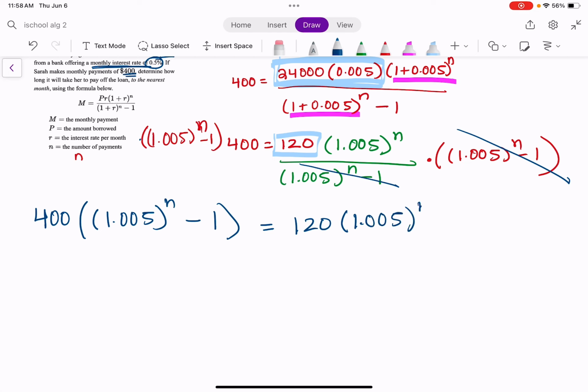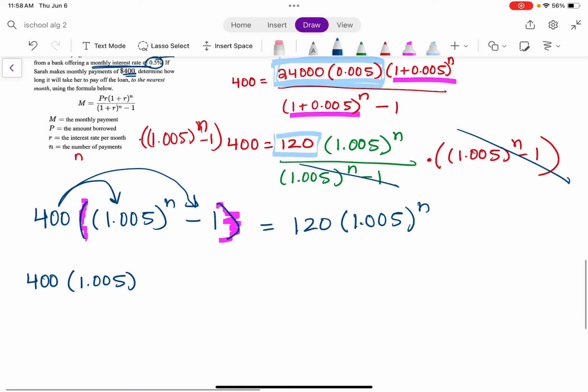1.005 to the n. Okay, now to get rid of these outer parentheses and to make my life easier, I'm actually going to distribute the 400 to both of these terms. So essentially, I'm going to have 400. Do not multiply this and this. You can't do that because the 1.005 is connected to the n, so you can't just multiply it. Minus, well, 400 times 1 is 400 equals 120, 1.005 to the n.